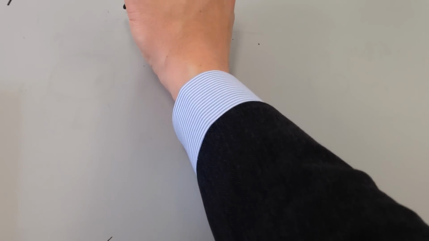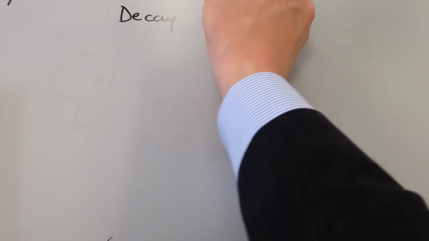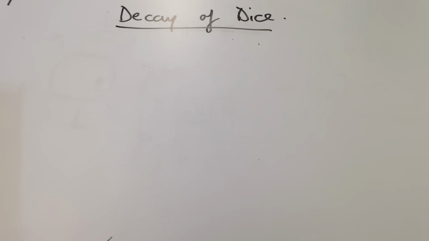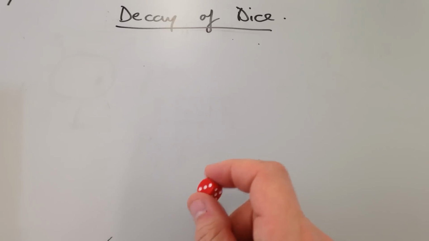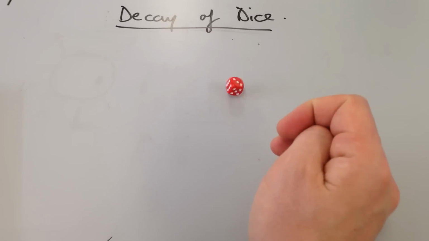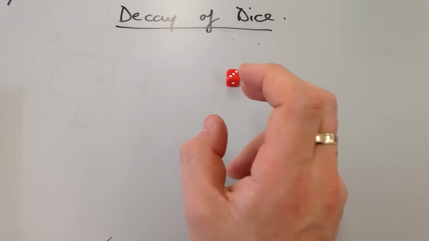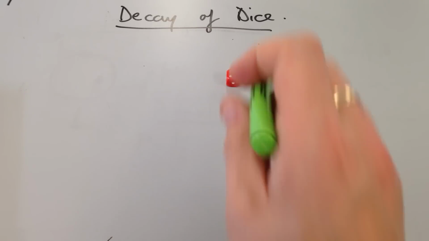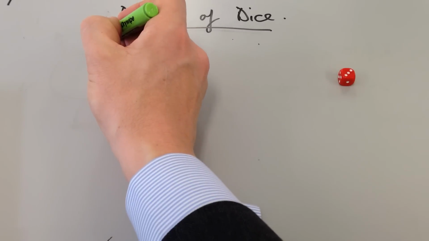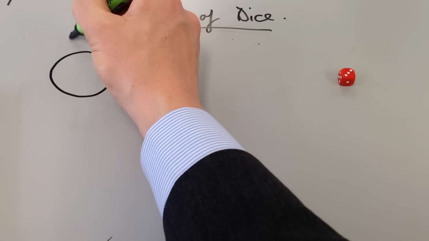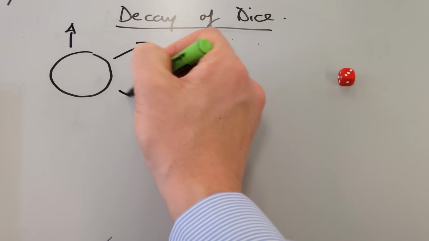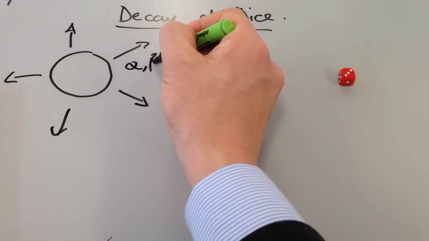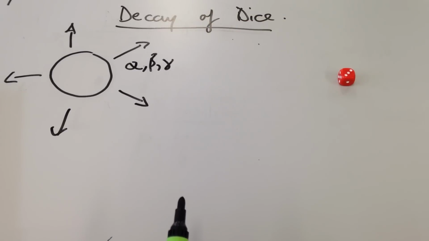Okay, here is a practical lesson on the decay of dice. It's going to be used with the topic of radioactivity, and essentially what we're looking at is whether we can use a dice to model how radioactive atoms decay. So with that in mind, let's just imagine we have a radioactive atom. It will give out radiation in the form of alpha, beta, and gamma.